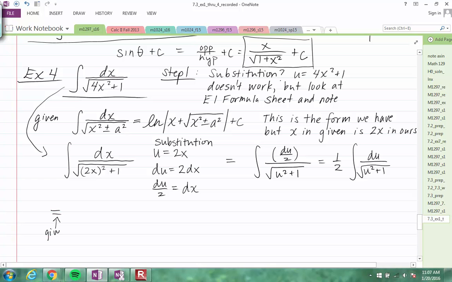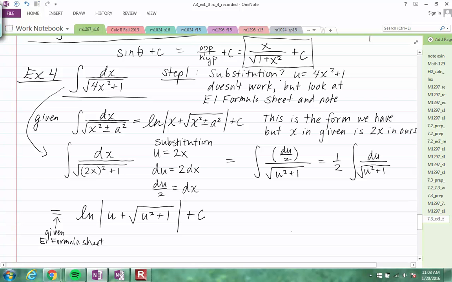using the given formula from exam 1 formula sheet would be writing down what we have here, ln, absolute value, but instead of x it's u, so we have u plus root u squared, and then this part is plus because the plus is on top here and the plus is here in our problem. And then our a was 1, so this is going to be 1 in here. Close that absolute value, attach your plus c.